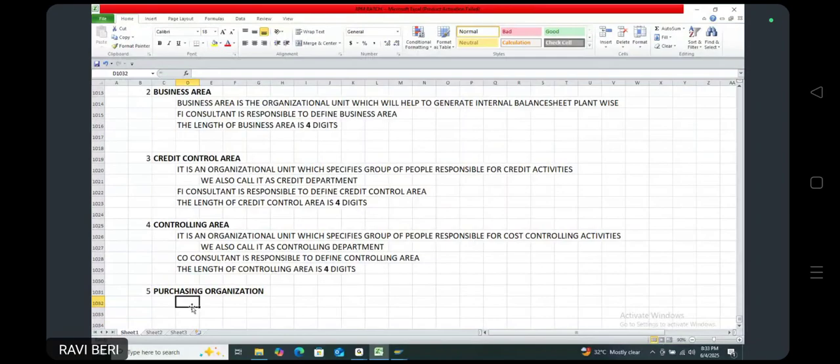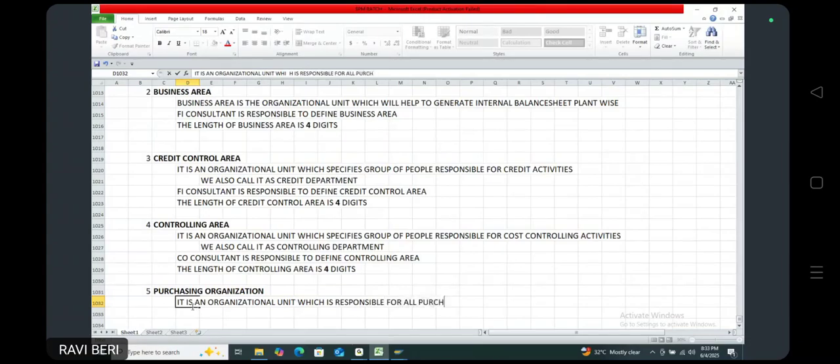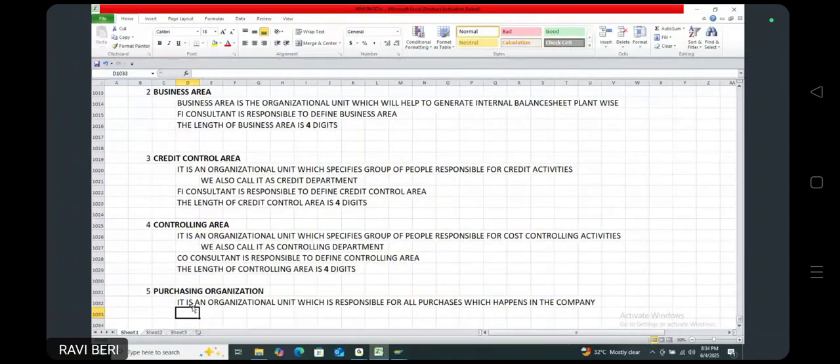It is an organizational unit which is responsible for all purchases which happens in the company.